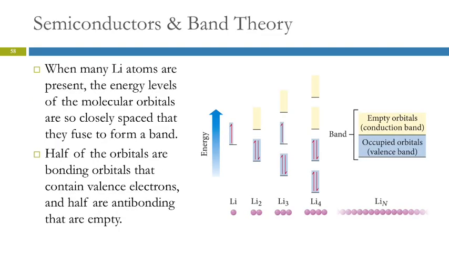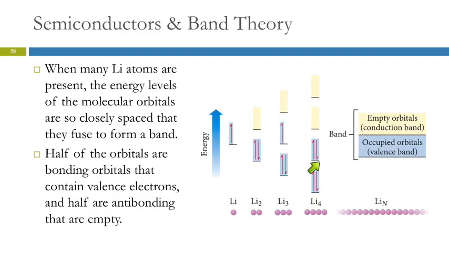So let's look at that. Lithium has one valence electron. When you put two lithium atoms together, you get an anti-bonding orbital and a bonding orbital. Each of those atoms has one valence electron, and they're both going to go into the bonding orbital. When you put three together, let's skip that one, because an odd number doesn't make a lot of sense. Let's skip over to four. Now we've got four atoms coming together, with two anti-bonding and two bonding orbitals.